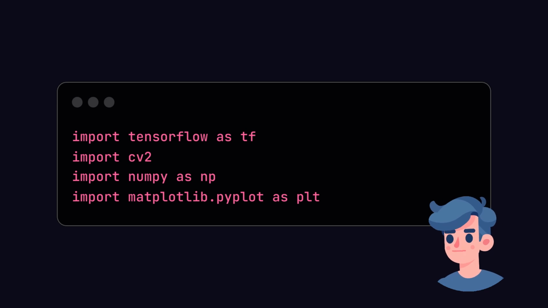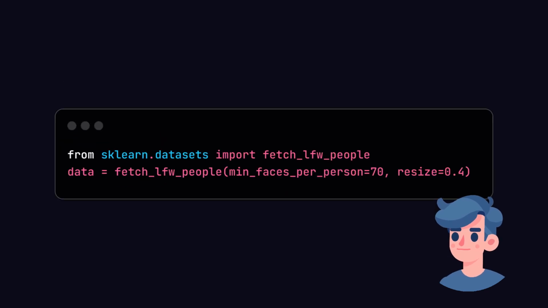We'll begin by importing the libraries we need. In Python, you can import libraries using the import keyword. Here's how to import TensorFlow, OpenCV, NumPy, and Matplotlib. Next, we need to load a dataset for our facial recognition task. We'll be using the Labeled Faces in the Wild dataset, which is available through scikit-learn. This dataset contains a variety of labeled images for our training.